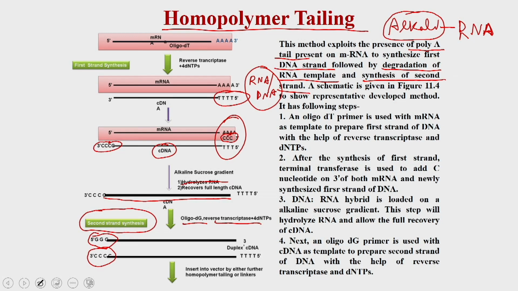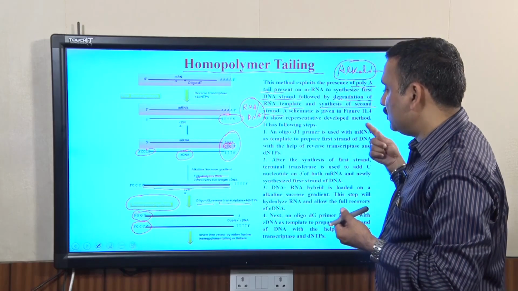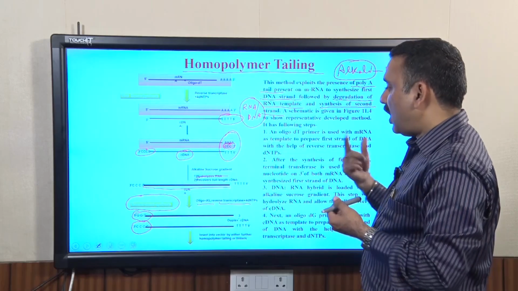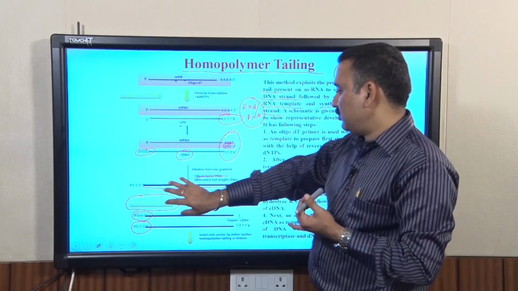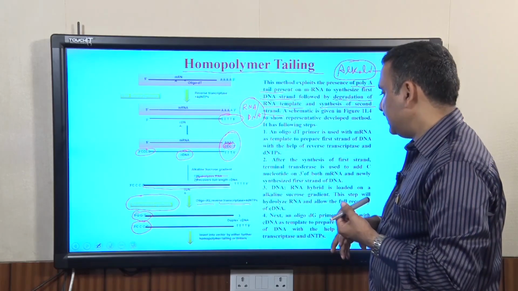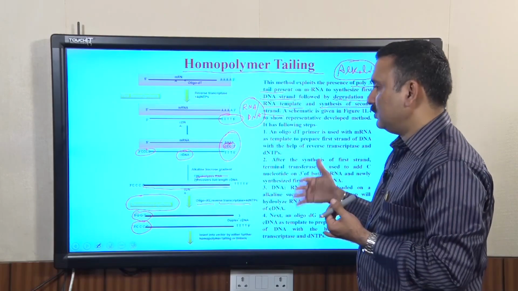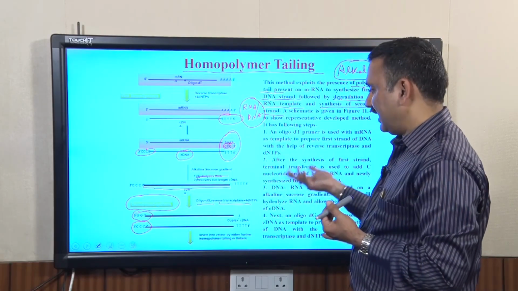Now, your gene, or the duplex DNA, is ready to be used in the subsequent cloning reactions, which means you can digest this particular DNA and put it into the cloning vectors, or the alternate option is that you add the adapter molecules to this and then put it into the cloning vectors.